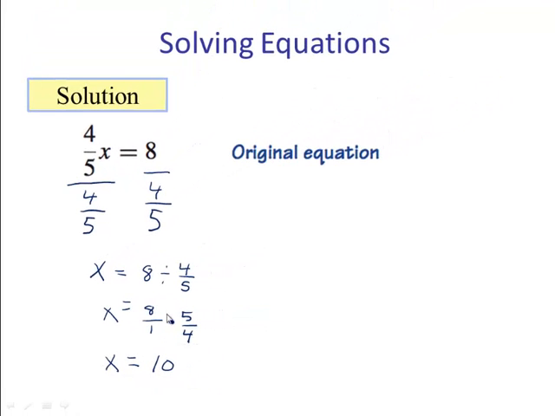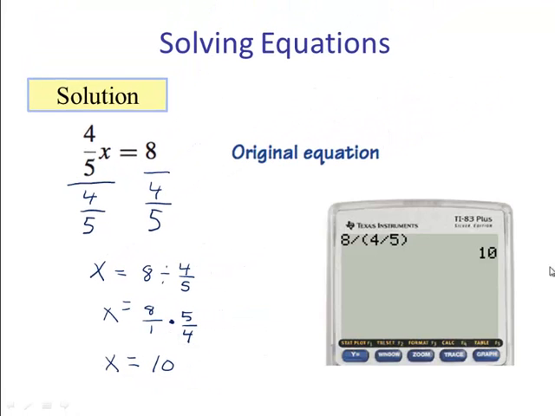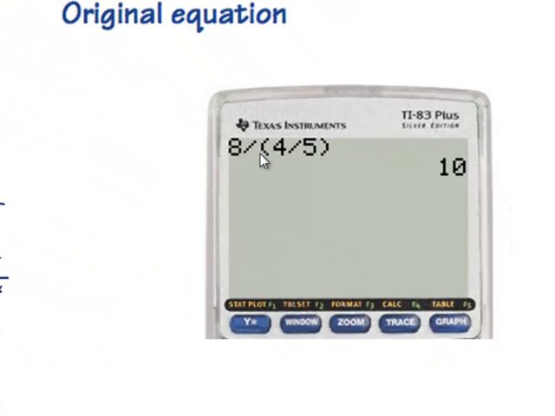40 divided by 4, which is 10. Now we can verify this by using the calculator. If we take 8 and divide it by 4/5, we need parentheses here around the 4/5. We get 10.